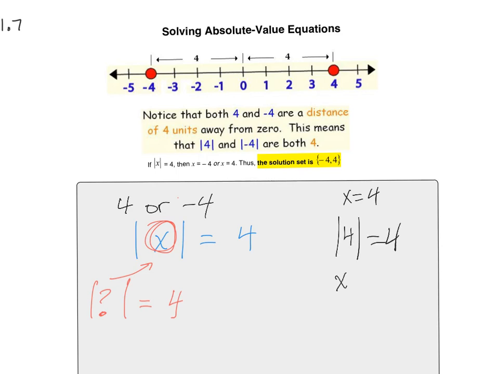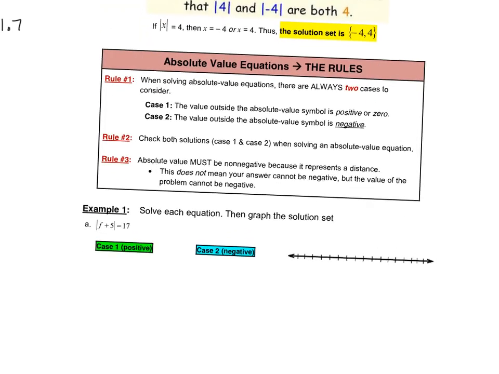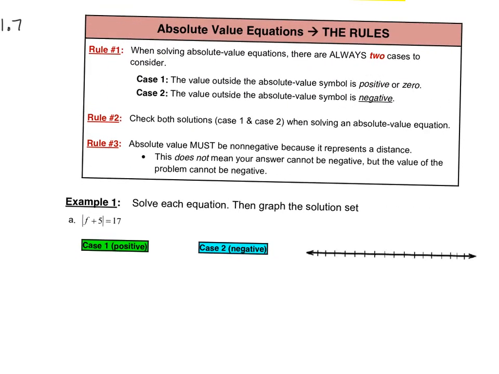Because if x was equal to 4, the absolute value of 4 would give you 4. But that's not the only solution, because x could also equal negative 4. And if that was the case and you plugged that back in, you also got 4. Essentially, absolute value always has the potential for 2 answers. When you're solving absolute value equations, that's the reason why it's very important to remember that there are always 2 cases that you have to consider. The first is that the inside is the positive value, and the second is that the inside is the negative value.